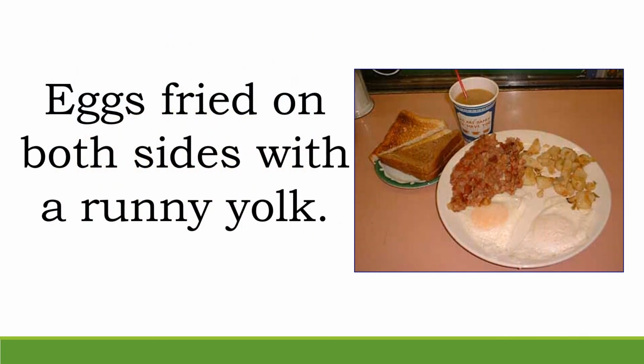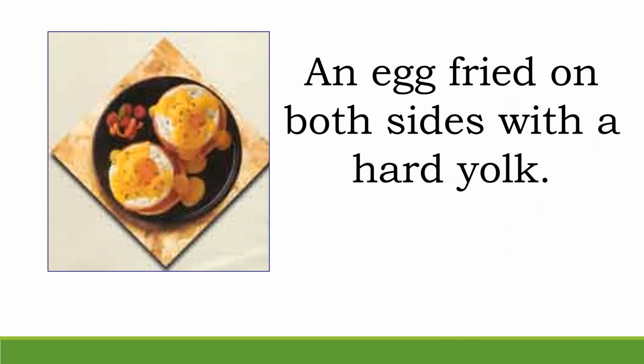Another method: eggs fried on both sides with a runny yolk. And these are over easy. Over easy eggs are fried on one side and then flipped and cooked briefly on the other side so that the white is not cooked through and the yolk is still runny. Another is an egg fried on both sides with a hard yolk. These are over hard. The flipped egg cooks long enough to fully set the yolk, which has the same consistency as a fully hard-boiled egg.